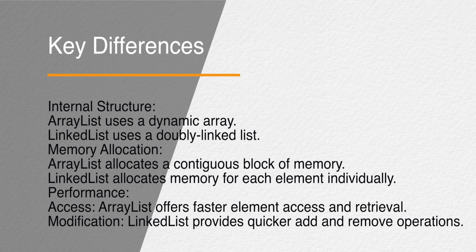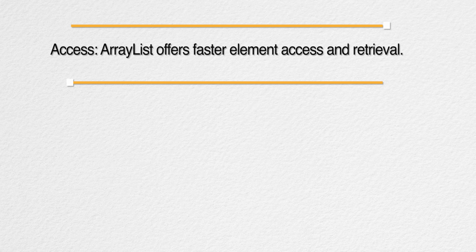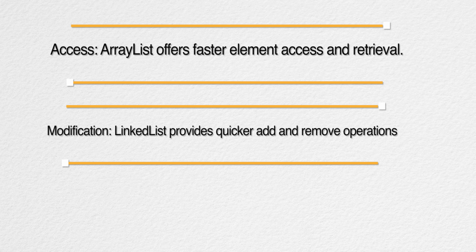Key differences. Internal structure: ArrayList uses a dynamic array, LinkedList uses a doubly linked list. Memory allocation: ArrayList allocates a contiguous block of memory, while LinkedList allocates memory for each element individually. Performance, access: ArrayList offers faster element access and retrieval. LinkedList provides quick add and remove operations.